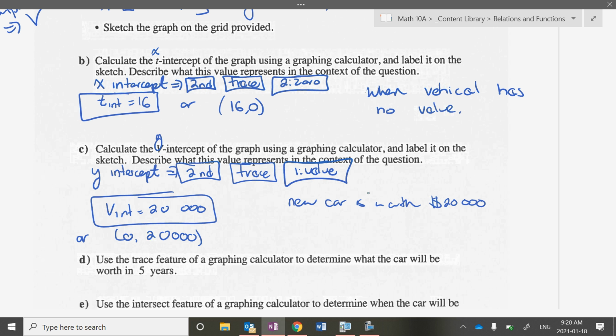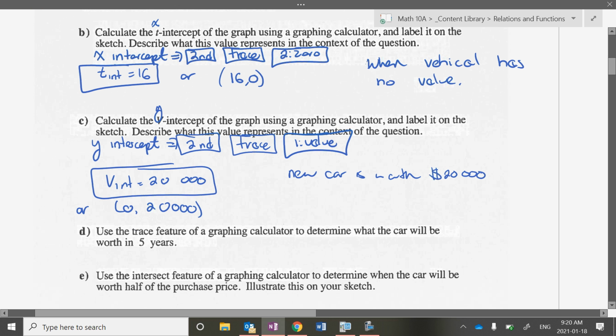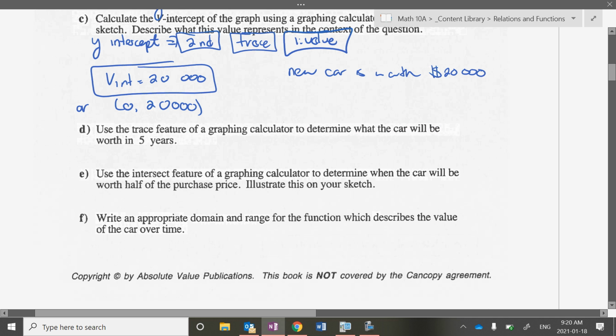How is that? Does that make sense? Okay. Did you get it, Claire? Okay, I'll come look. I want you to try D on your own. Use the trace feature, it gives you that hint.